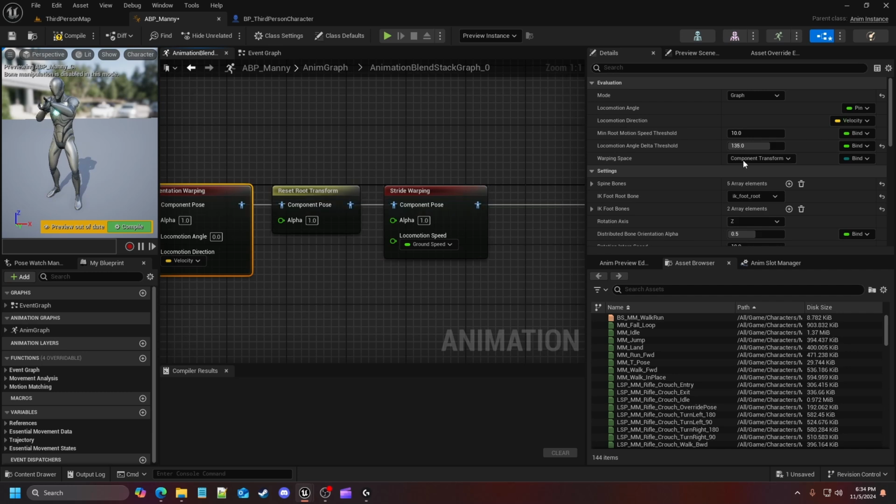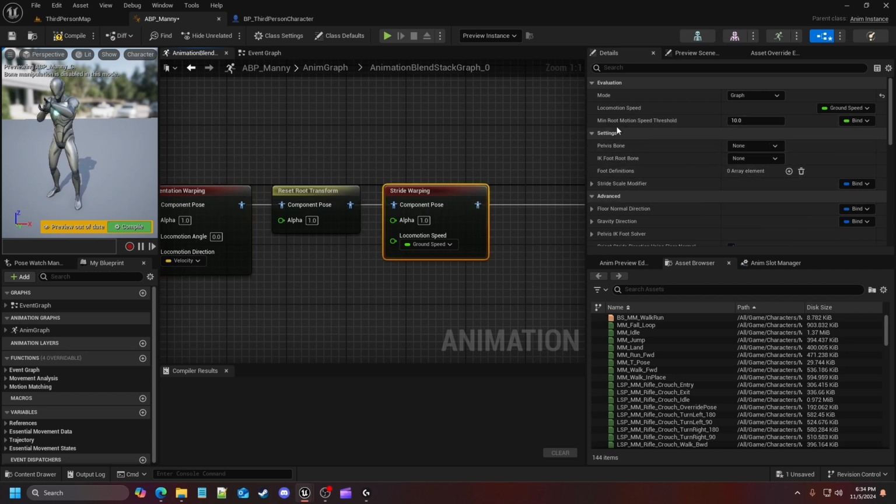So if you remember what we went over here with our minimum motion root matching speed, this defines a speed that sets our minimum speed for our stride warping to activate. So if the character's below this speed, stride adjustments won't be applied, just like the orientation warping. But if we're above the speed, then the stride warping does apply. So that is important. Now, with the other parts, we got the pelvis.